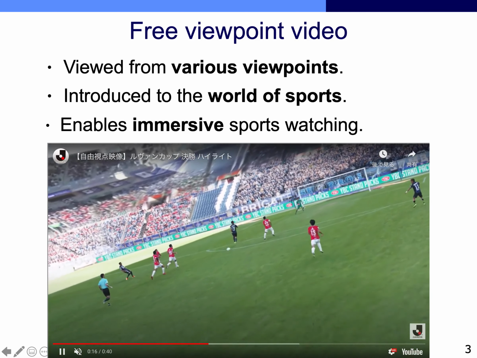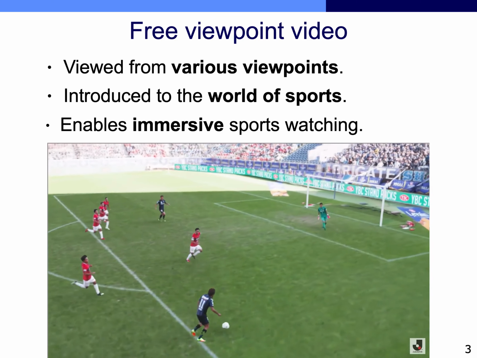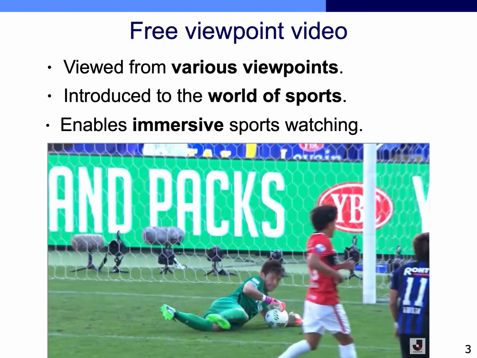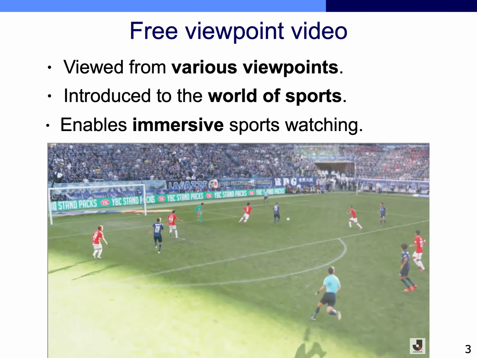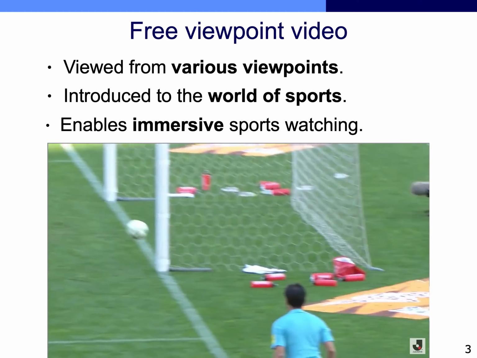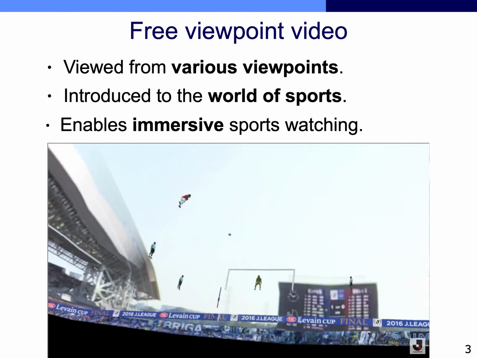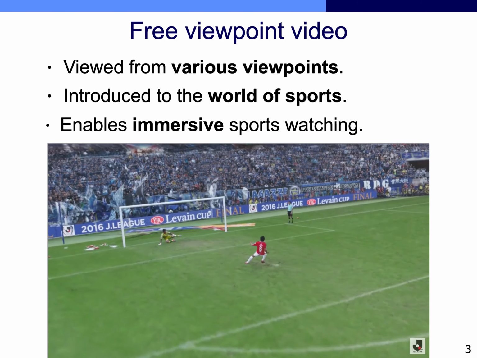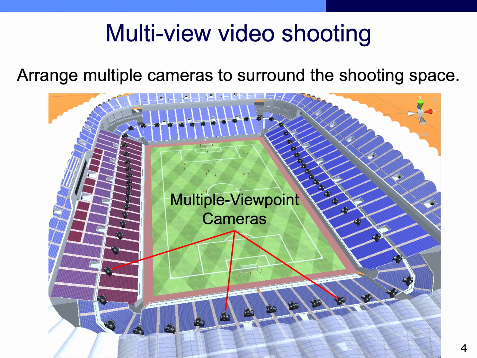Free viewpoint video makes it possible to view images from various perspectives. In recent years, it has been introduced to the field of sports, making it possible for people to watch sports in an immersive way. In order to generate free viewpoint video, multi-viewpoint video shooting is necessary. As shown in the figure, multiple cameras are arranged to surround the shooting space, and the images from each camera are combined to generate a free viewpoint video.